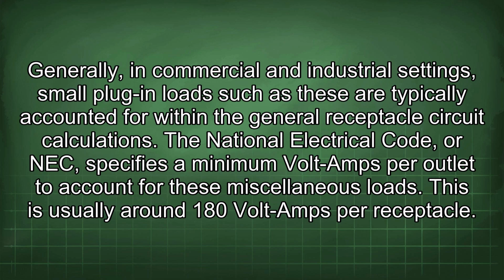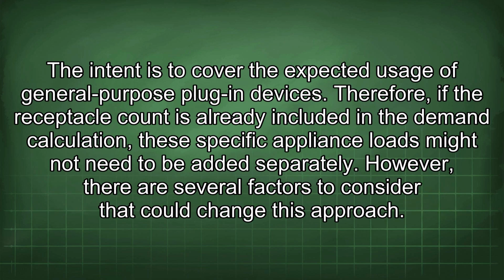The National Electrical Code, or NEC, specifies a minimum volt amps per outlet to account for these miscellaneous loads. This is usually around 180 volt amps per receptacle. The intent is to cover the expected usage of general-purpose plug-in devices. Therefore, if the receptacle count is already included in the demand calculation, these specific appliance loads might not need to be added separately. However, there are several factors to consider that could change this approach.